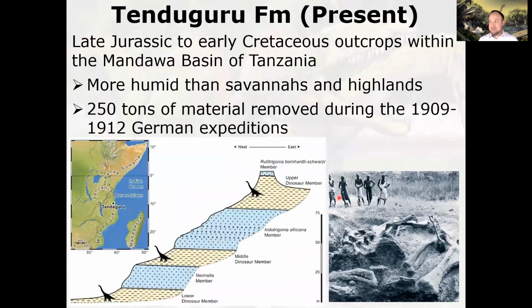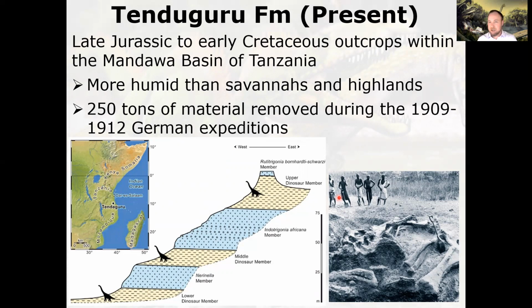Now we're going to talk about the Tendaguru Formation. So we're going to shift continents here. We're not going to talk about any Jurassic rocks on South America. This is a Jurassic age in Africa. And so again, we're talking about the Gondwanan continents, South America, Africa. We're going to talk about Antarctica and Australia. India and Madagascar are also thrown in the mix, although I didn't include any of that today.